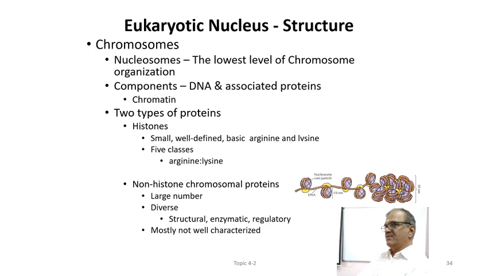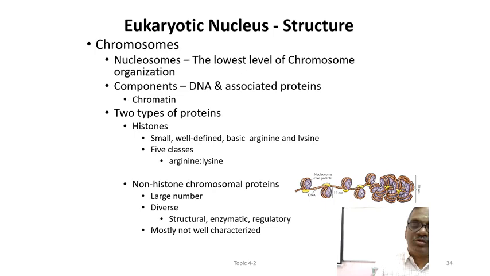Right. Now we will come to the same structure, how the nucleosomes, the lowest level of chromosome organization, are the nucleosomes, and they contain DNA and proteins, that is the histones. So the DNA is in the form of condensed chromatin threads. Two types of proteins are present. Histone proteins are small, well-defined, basic, rich in arginine and lysine, with five classes based on the arginine and lysine ratio.